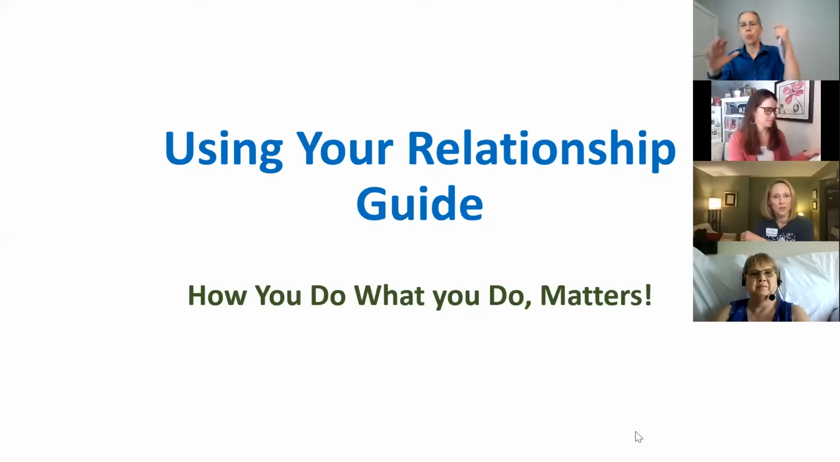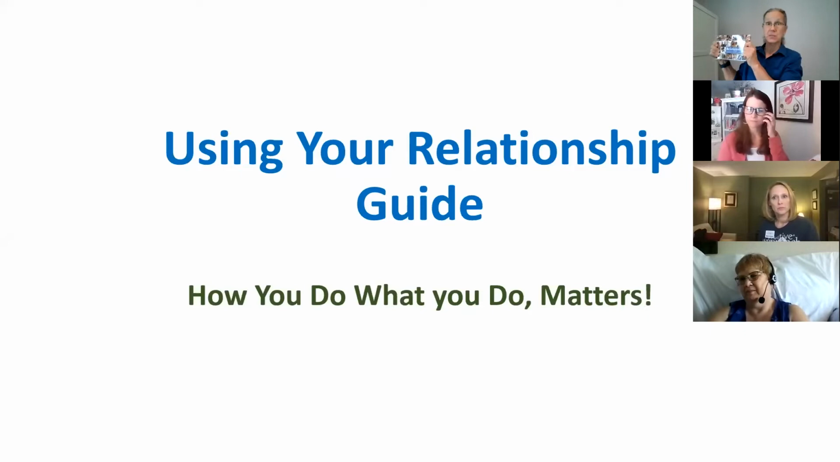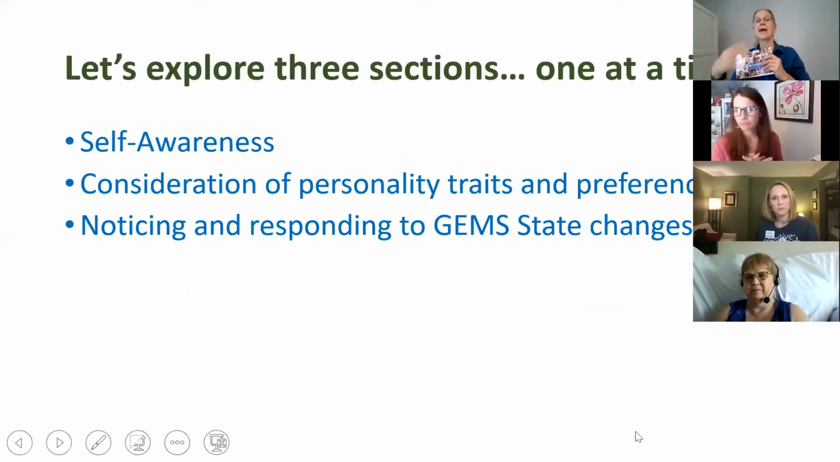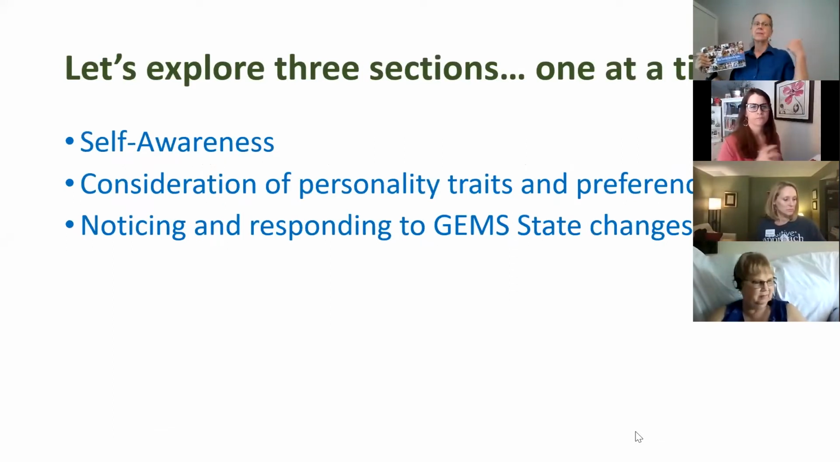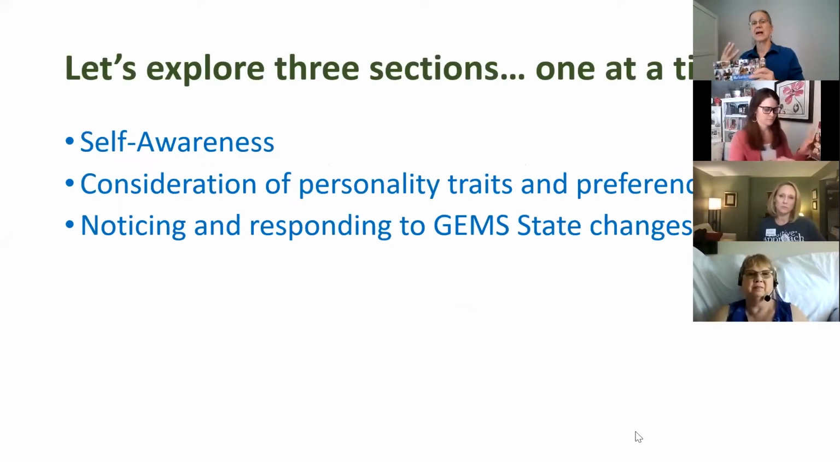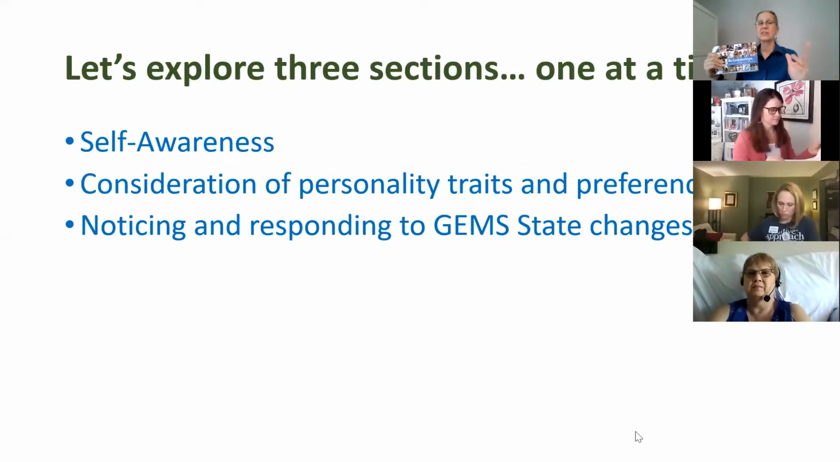Here's my screen first. And what I'm going to talk about is how you do what you do matters, even with using this book. I'll be looking at 3 elements today, 3 sections. One of them is on self-awareness. The second one is on thinking about personality traits and preferences when we're interacting and forming relationships. And the third is on noticing and responding to gems and gem state changes. Now, to do that, however, I'm not going to do it in the order that I have listed.